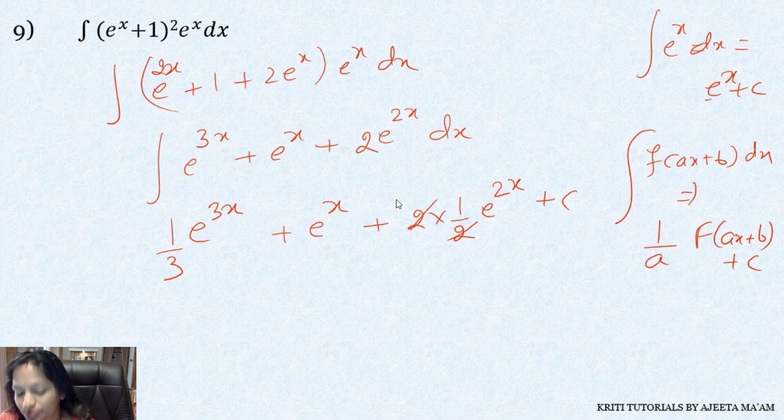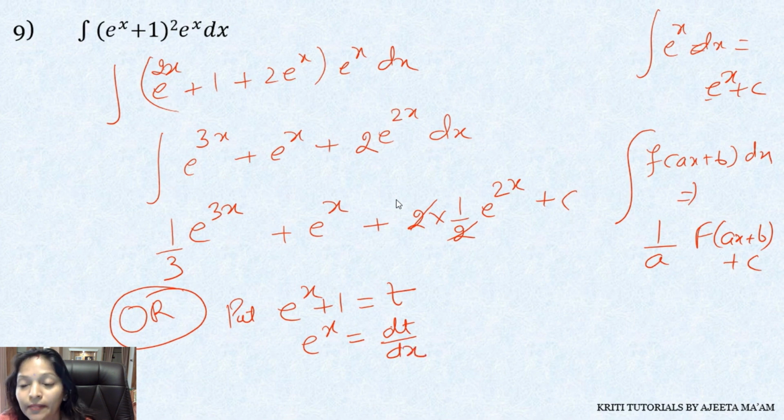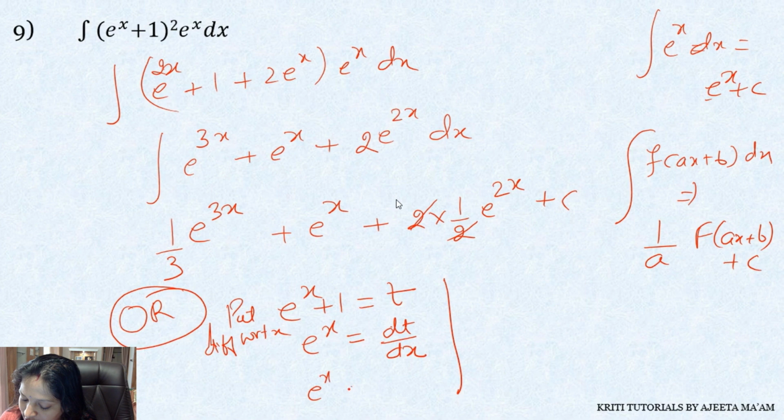Now if you use the concept of substitution here, this is the other way around. You will substitute exponential x plus 1 as t. Now if you differentiate this substitution with respect to x, what will you get? Exponential x is dt by dx, because we are differentiating with respect to x. Now let's put these values. So what is the value of exponential x dx here? Dt. So we will change the entire function in t now.